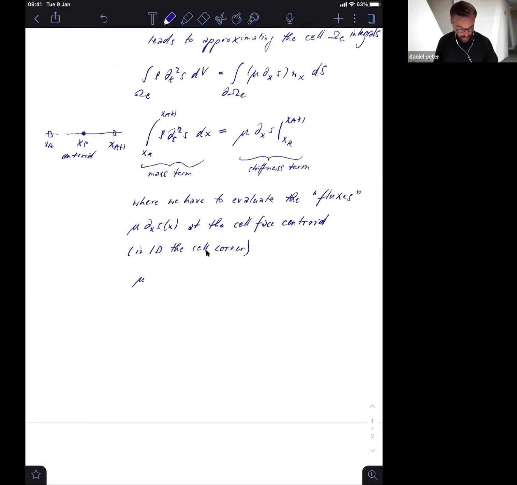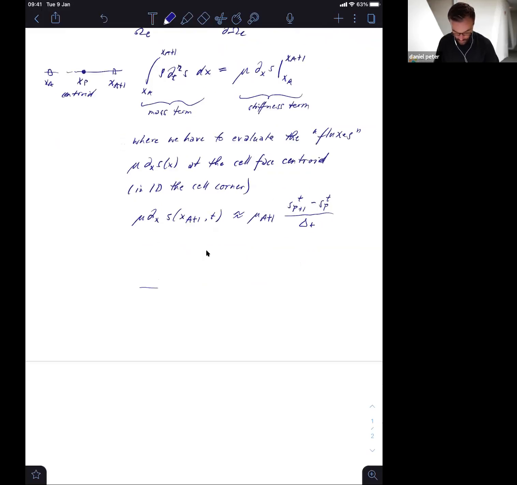So what we look at are these expressions, for example, at XA plus 1, which we try and approximate with this approach that we have the shear modulus at that point, times now an approximation of the derivative, where we use this central difference approximation with its neighbor point at p plus 1, divided by the distance to that one.